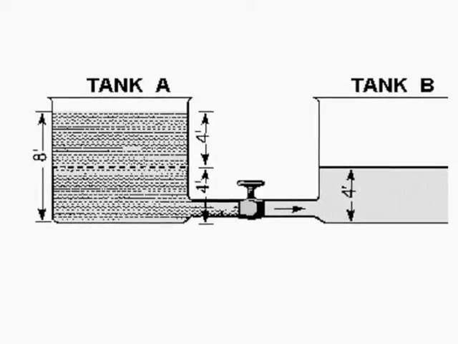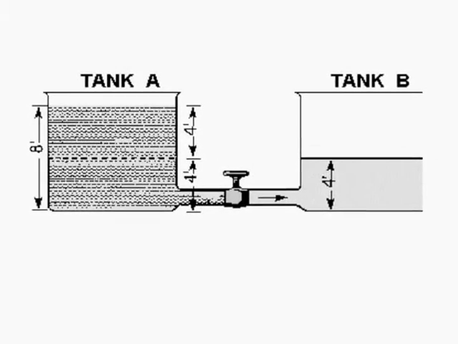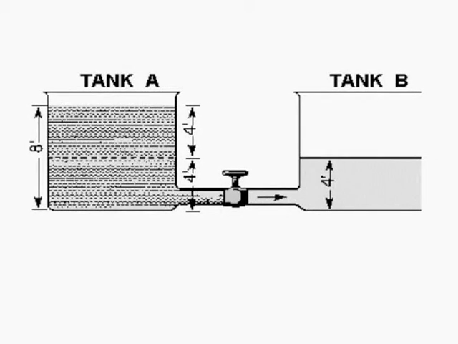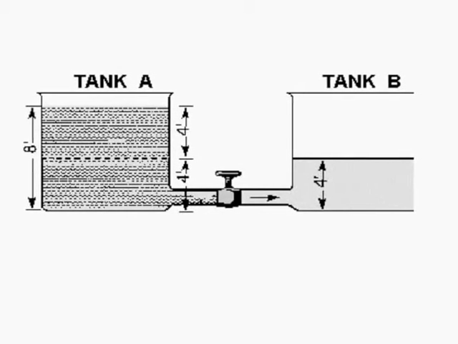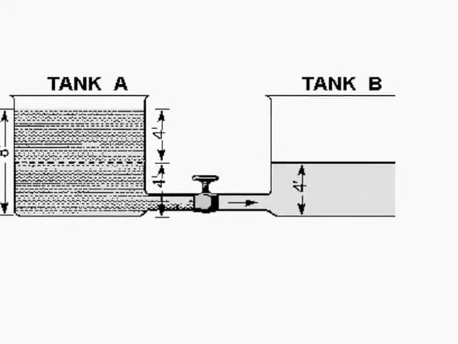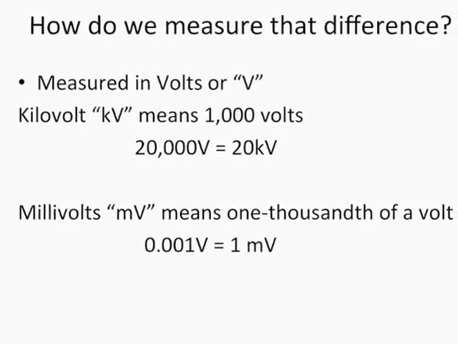To explain what voltage is, I like to use this analogy of having two tanks of water. My tank over here on the left, tank A, has a lot of extra electrons in it. And tank B, while it does have some electrons in it, doesn't have as many as tank A has. And we also have a little hose and a valve in the middle there. So how do we measure that difference?